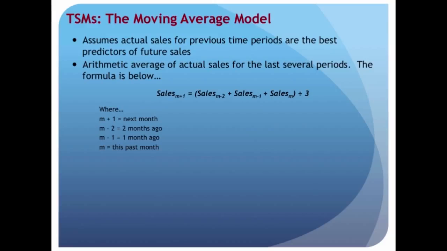The formula is below. Sales sub m plus 1 equals sales sub m minus 2 plus sales sub m minus 1 plus sales m, all divided by 3, where m plus 1 equals next month, m minus 2 is 2 months ago, m minus 1 is 1 month ago, and m is this past month.